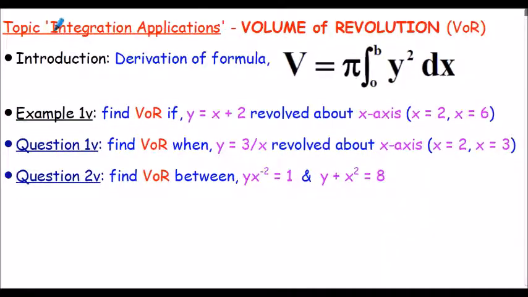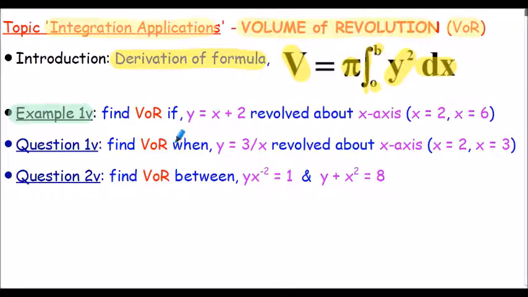Let's consider integration applications, this time calculating the volume of revolution, acronym VOR. Initially, we'll derive the formula for volume of revolution. That's V is equal to pi multiplied by the integral of y squared dx. Notice y squared here, between the limits of 0 and b. Then we consider example 1v, finding the volume of revolution of y is equal to x plus 2 when revolved about the x-axis between limits of x is equal to 2, x is equal to 6.